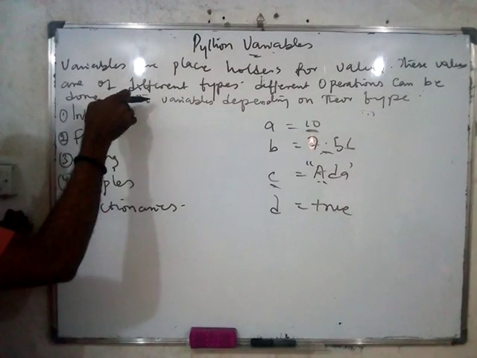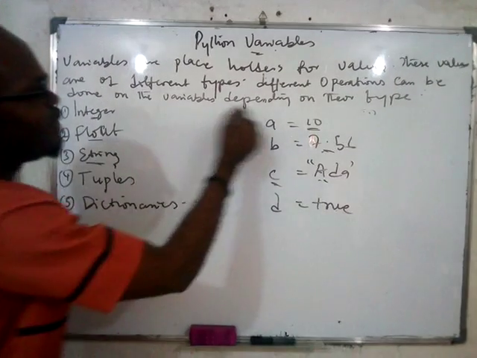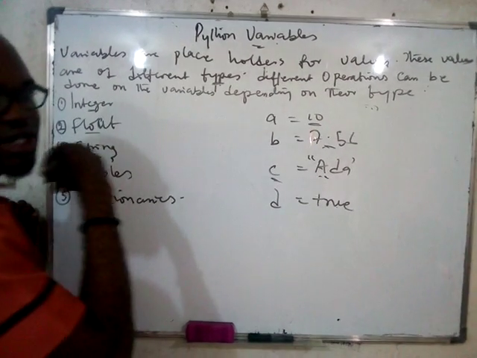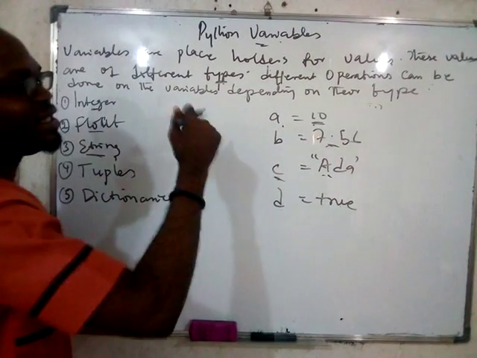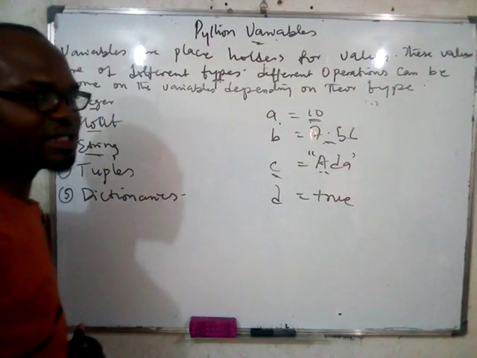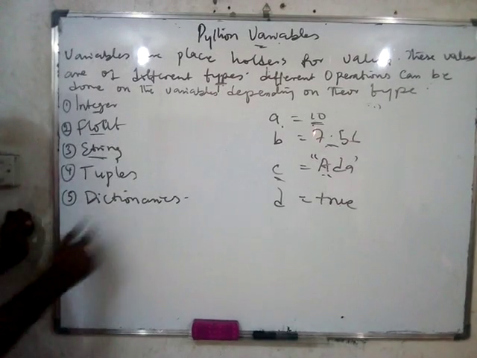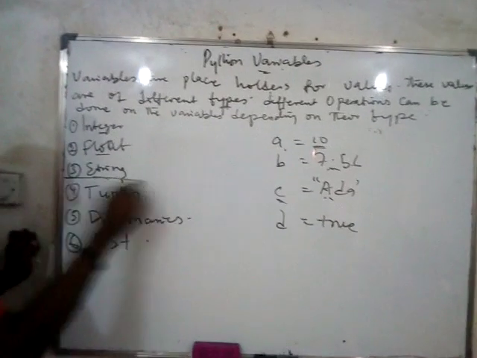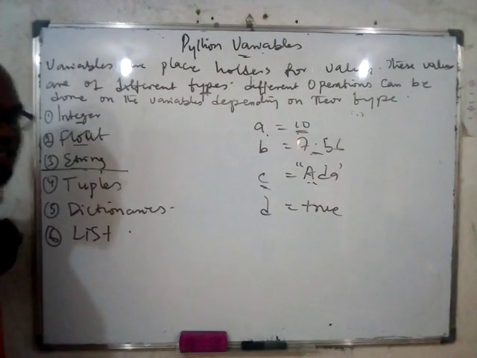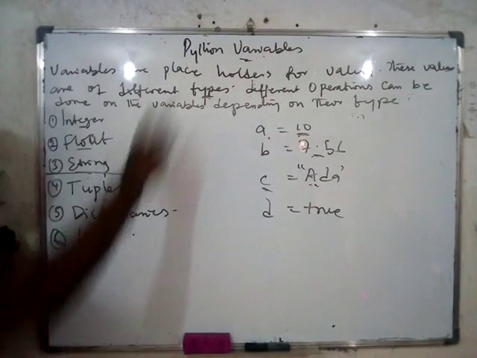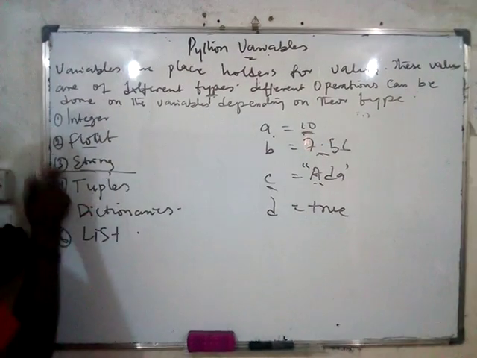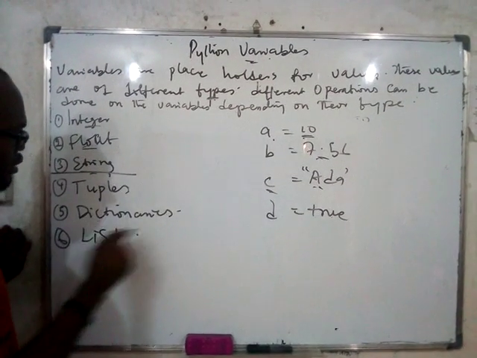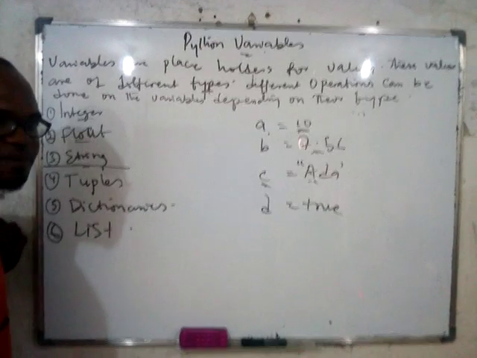Now we are going to be learning all these types of variable, and we call it variable types. So any variable that I give you, you should be able to tell me the type of that variable. You understand? So in Python we have these variables. There's another one known as list. So in Python we have variables that have values of the types integer, float, string, tuple, dictionary, or list. Is that clear?